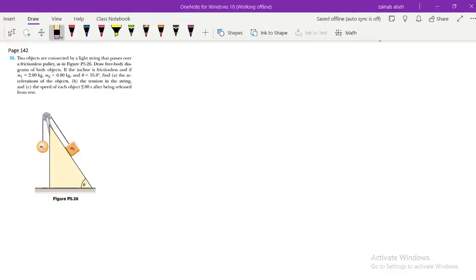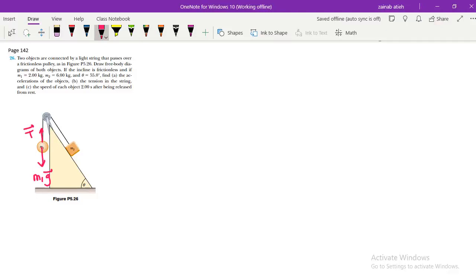Problem 26, page 142. Two objects are connected by a light string that passes over a frictionless pulley, as in figure P5.26. Draw a free body diagram of both objects. I will draw the forces acting on M1. We have the weight, which is vertically downward. This is M1G. And we have the tension from the string, so this is T.